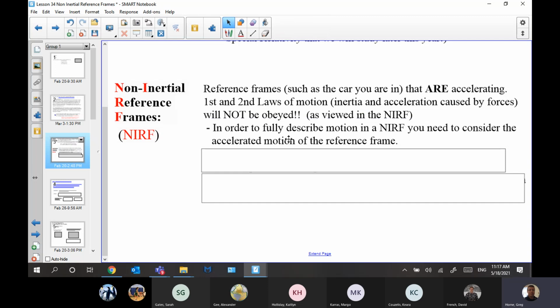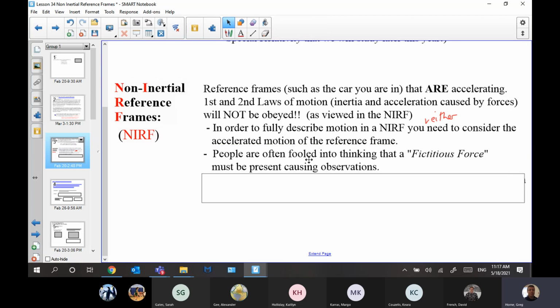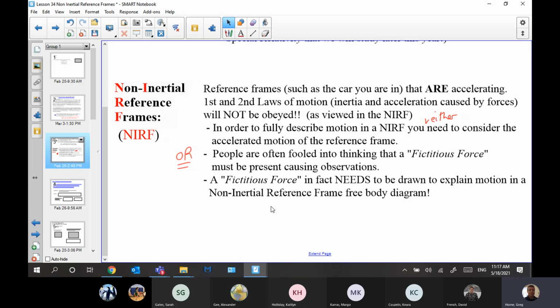In order to fully describe motion in a non-inertial reference frame, you either need to consider the accelerated motion of the reference frame and say, okay, that makes sense because we've got accelerations going on. Or you can think of there being a fictitious force. Okay, so this "or" part is for both of these, right?